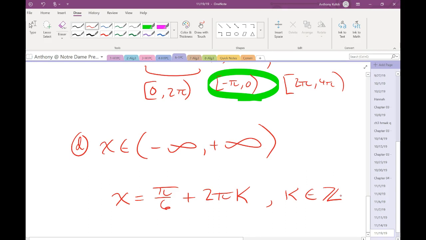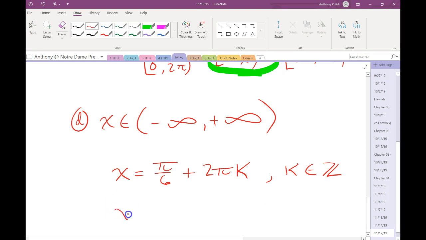What are the integers again? Do you guys remember? When we use that word integer or that symbol, what do those mean? They're just positive or negative whole numbers, right? So I could be adding 2 pi if k is 1. I could be subtracting 2 pi if k is negative 1. If k is 2, I'd be adding 2 pi twice. If k is 3, I'd be adding 2 pi 3 times. So you see that this is now going to describe everything coterminal to pi over 6.